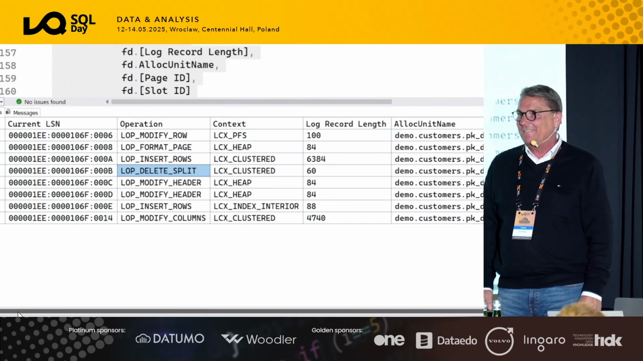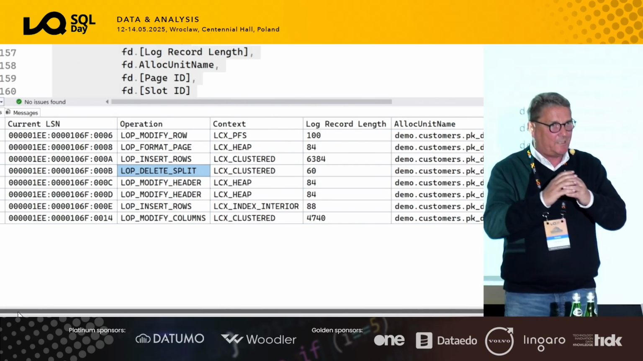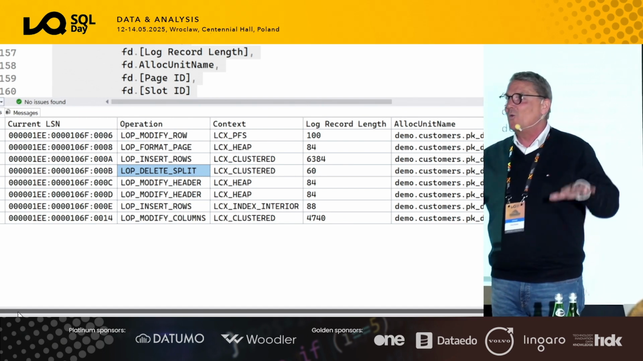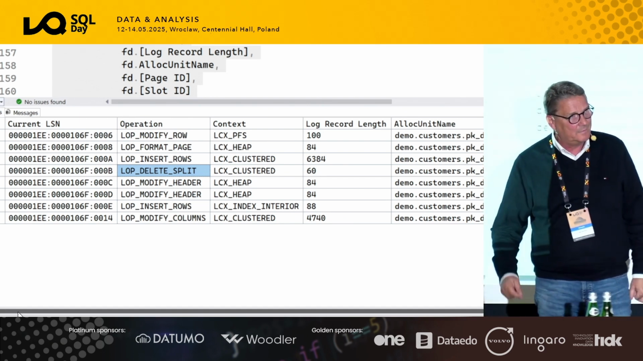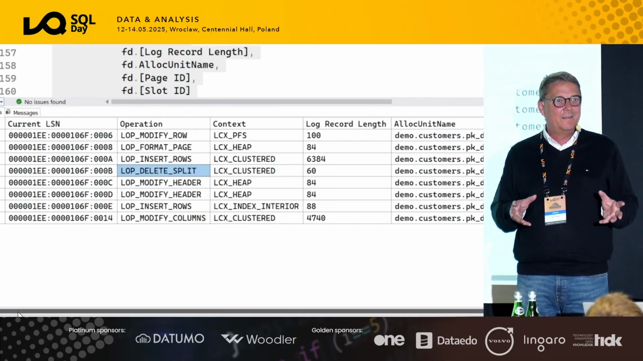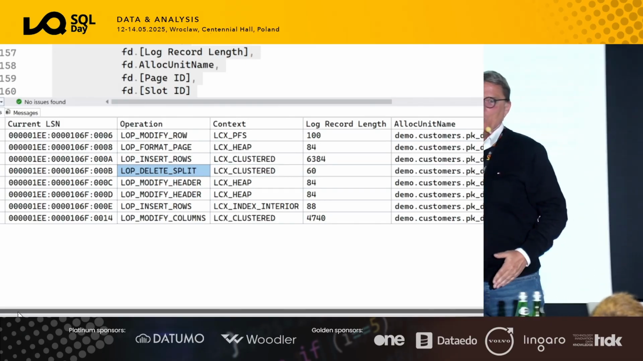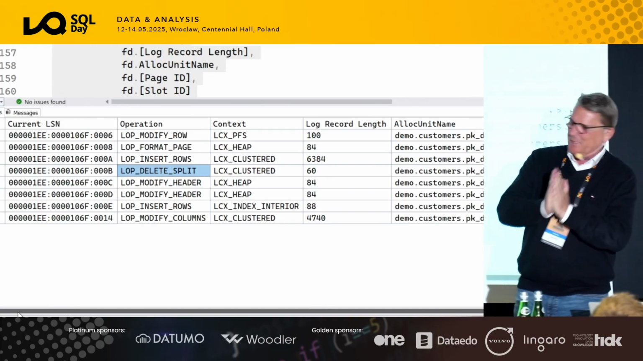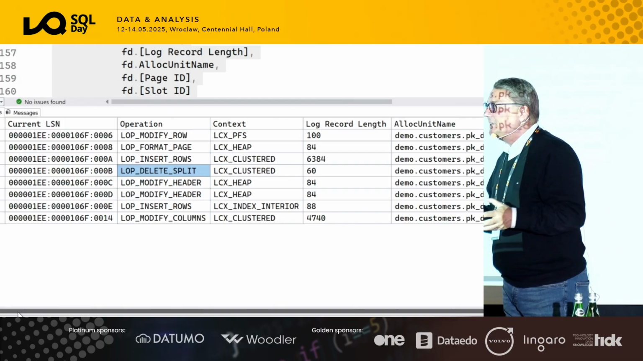What happened here? The row, including the picture, is on one data page. Why? Any idea? Thank you so much. Yeah, you were listening to me. I love it when people are listening to me. The row size is less than 8,060 bytes.